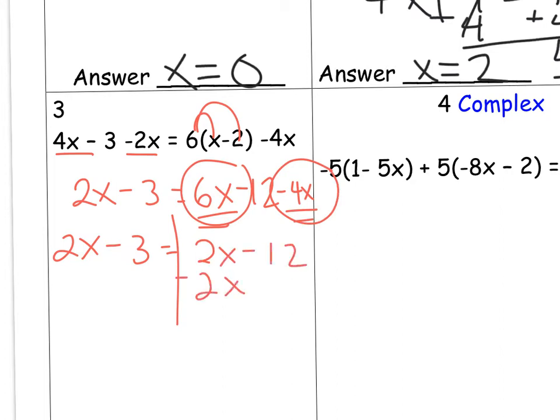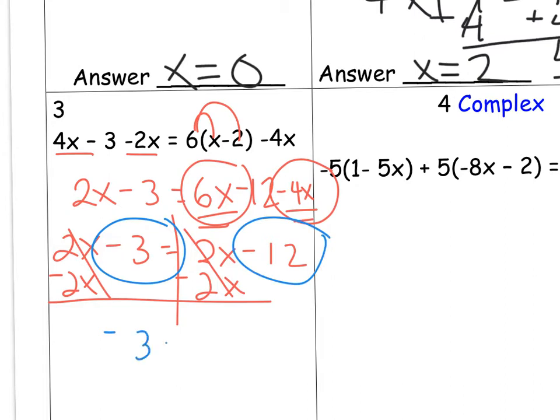Now, when I move this 2x over, they cancel here and they cancel here. So we got to bring down what we still have. Negative 3, is that equal to negative 12? Nope. So what do we write here? We write no solution. Make sure you know this.